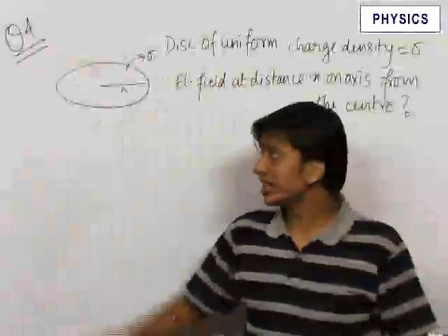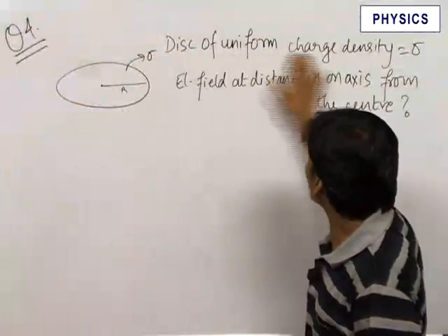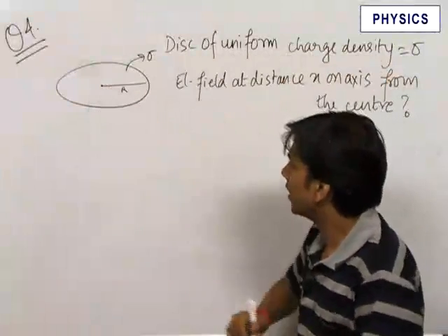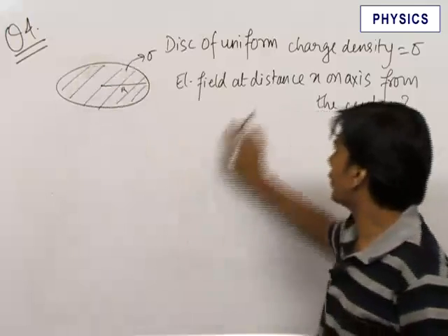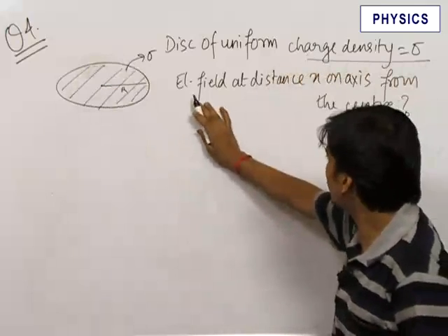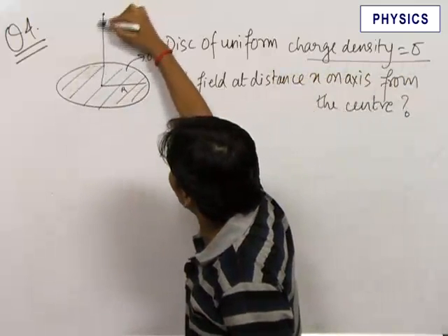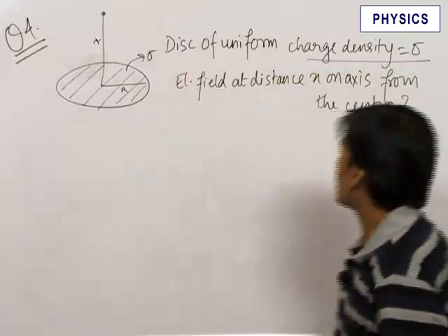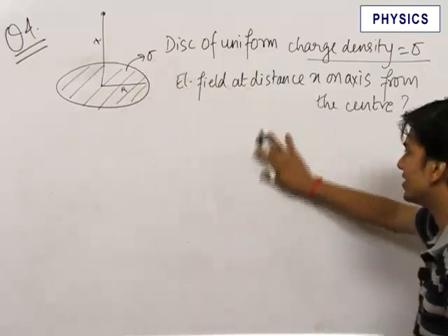We have an important question as a fourth question. We need to find out, we have a circular disk of uniform charge density sigma. We need to find out the electric field at a distance x on the axis, the electric field at this point due to this disk of uniform charge density sigma.